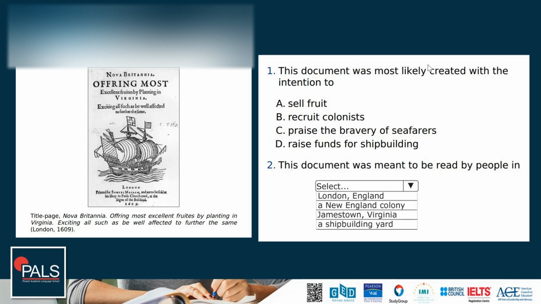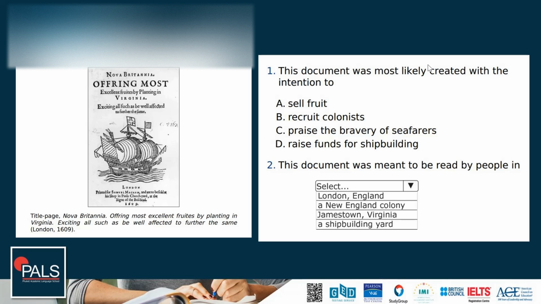So, hope you've had a chance to give it some thought. A says sell fruit. B, recruit colonists. C, praise the bravery of seafarers. Or D, raise funds for shipbuilding. Well, luckily, if you come across a question like this, we can use the process of elimination to eliminate some of these answers which don't make much sense.